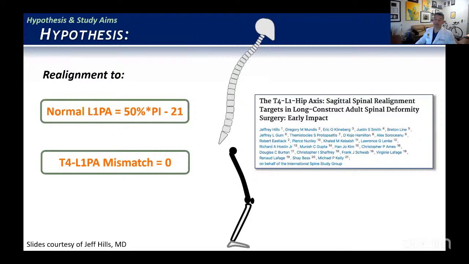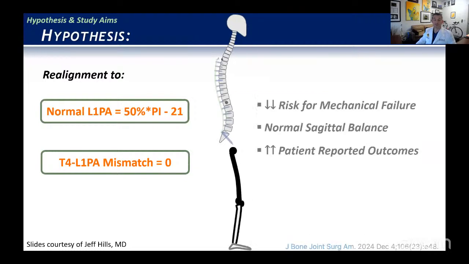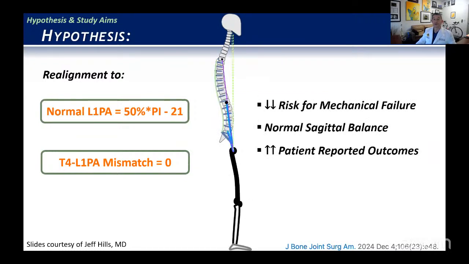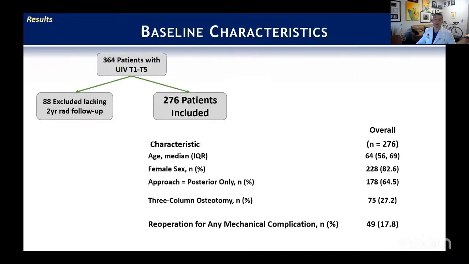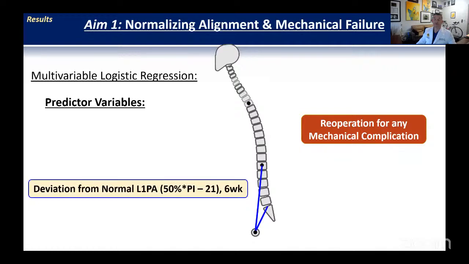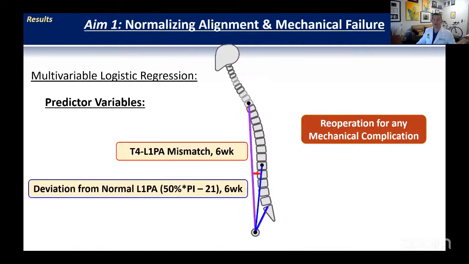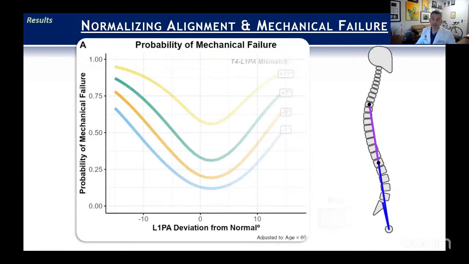So we took this to the next level and said, how's this look in the deformed spine? So we took this up to the ISSG and we said, we probably have lower mechanical failure, better balance, and improved patient-reported outcomes. And so we looked at 276 patients, and used reoperation as our primary variable. We looked at our ability to achieve ideal PA, and then what the T4 L1 mismatch was relative to that. And here's what we found.